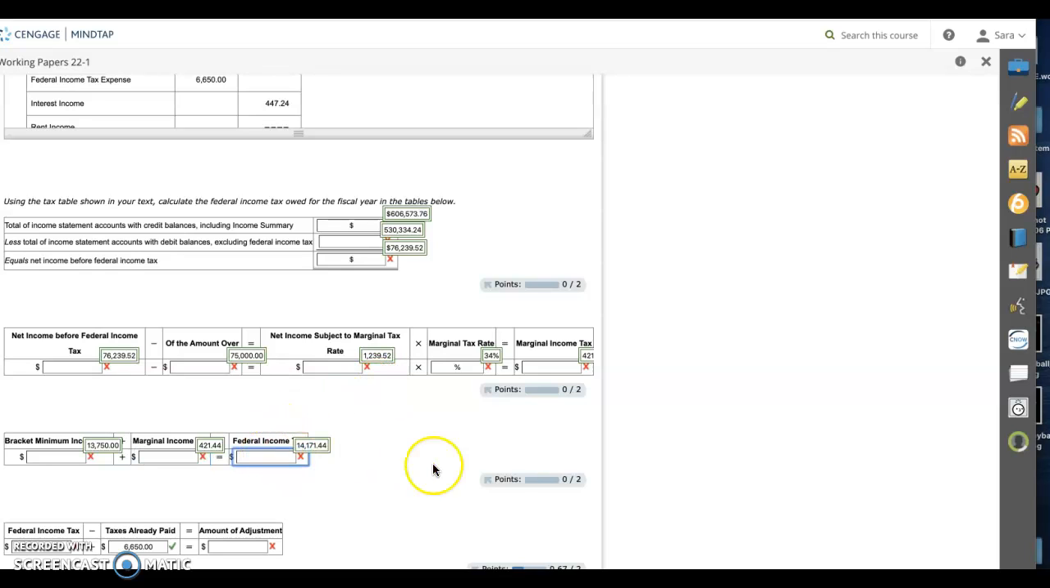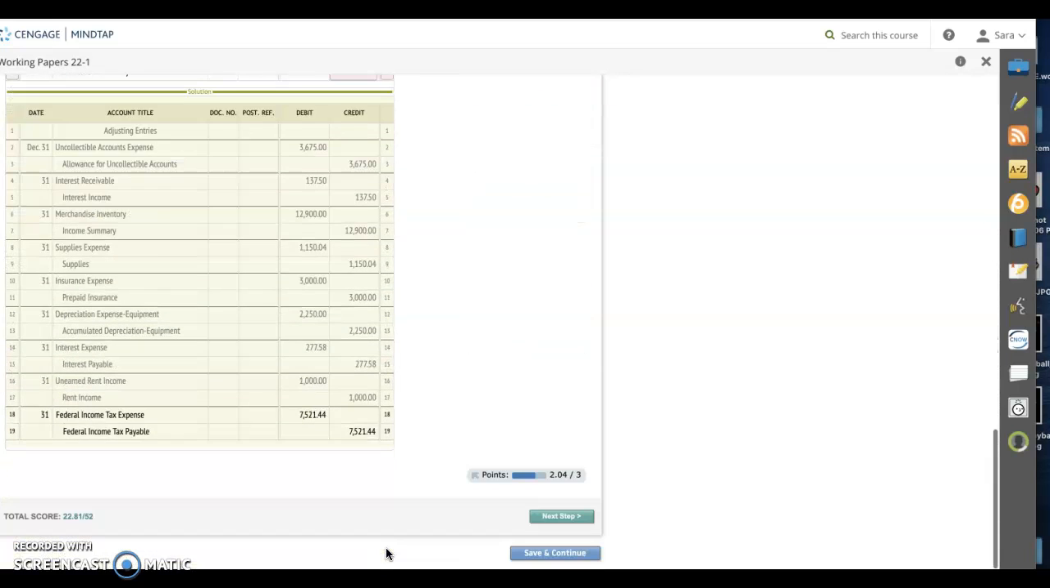And then that means federal income tax is $14,171.44. We're going to bring that number down here. $14,171.44. Subtract out what we already paid. So our adjustment is going to be $7,521.44. And so then that's just what we have to plug in for the number there on the adjustment that we had started.